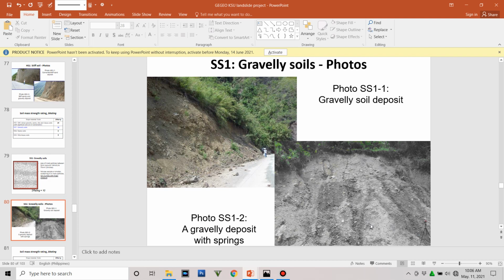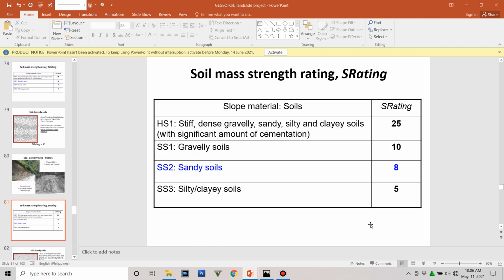So we have here gravelly soils with photos also. As you can see, obvious na may mga bato yan, of course. May halong sandy deposits. But mas marami yung gravelly, or this is a gravelly soil deposit.